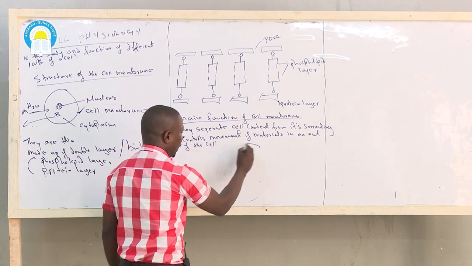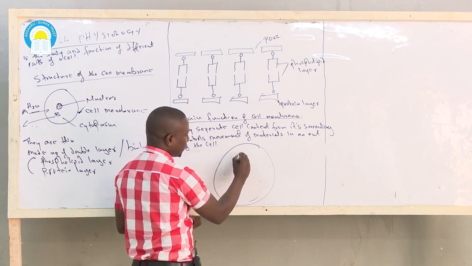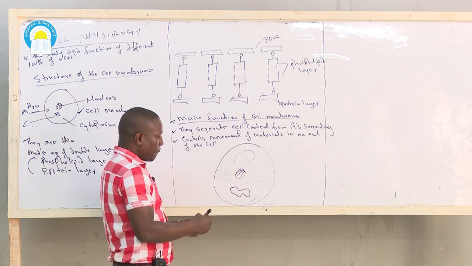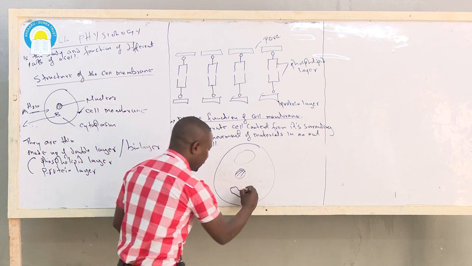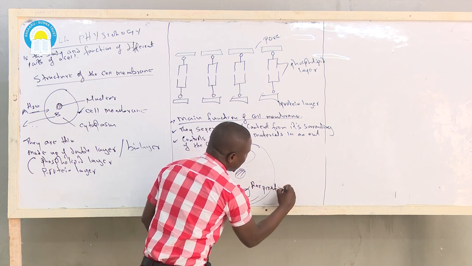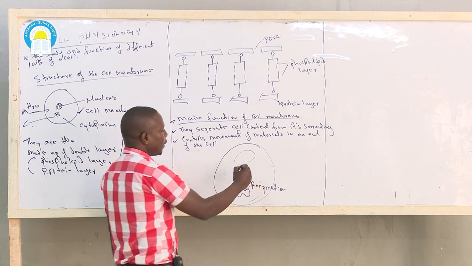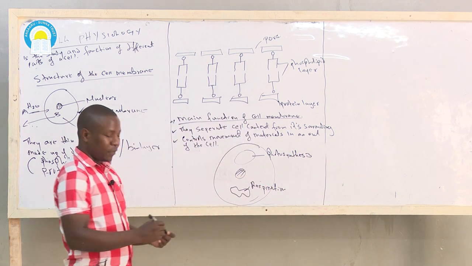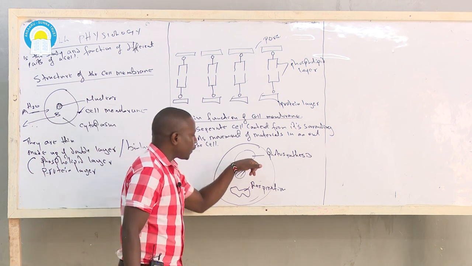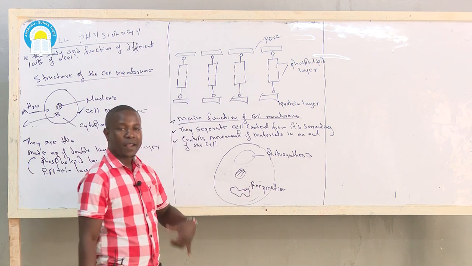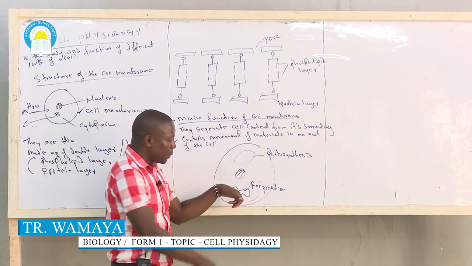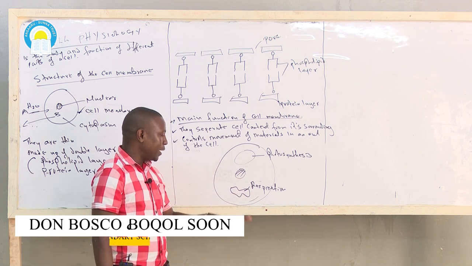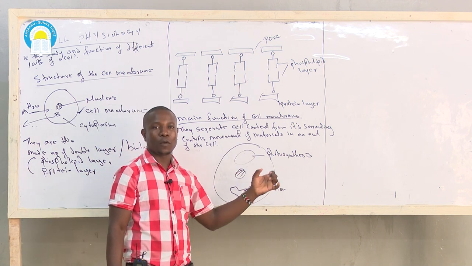On another diagram, a general cell, here we have chloroplast. We have nucleus. We have mitochondria. Inside the mitochondria, respiration is taking place. Inside the chloroplast, photosynthesis is taking place. So you see, chloroplast has a cell membrane. Mitochondria has a cell membrane. That means any reaction that takes place inside the mitochondria does not mix with any reaction that is taking place inside the chloroplast.